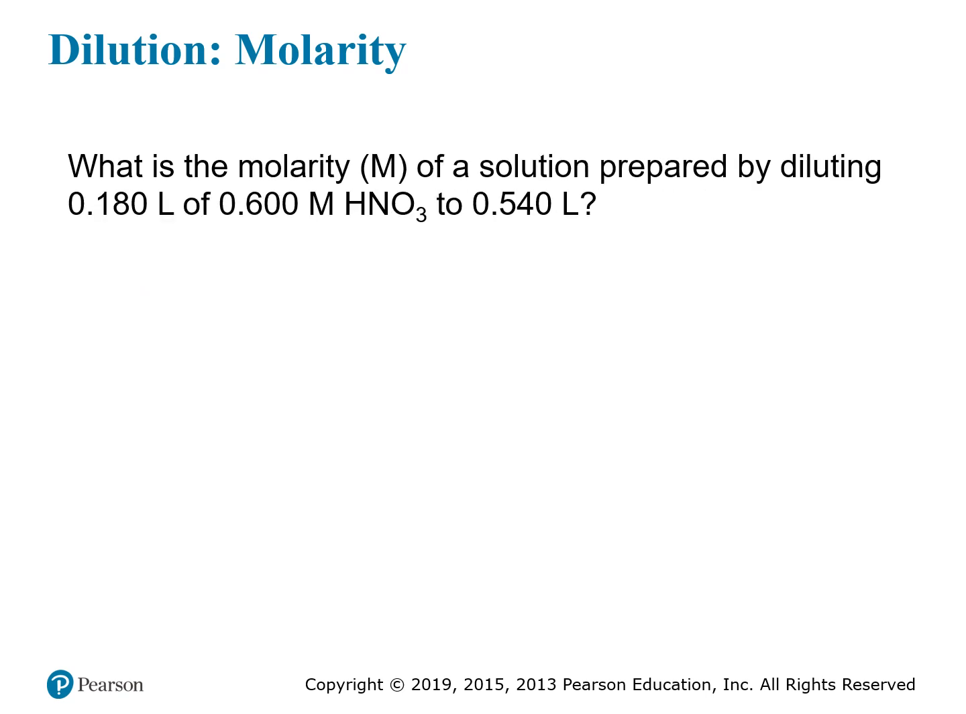Now let's do one for molarity. It says, what is the molarity of a solution prepared by diluting 0.180 liters of 0.600 molar nitric acid, HNO3, to 0.540 liters? So again, the initial volume is 0.180 liters, the final volume is 0.540 liters. The initial concentration is 0.600 molar, and we're looking for the final concentration in molarity.